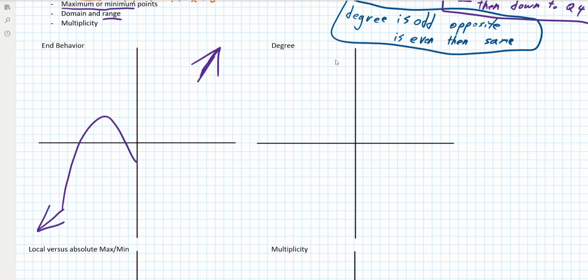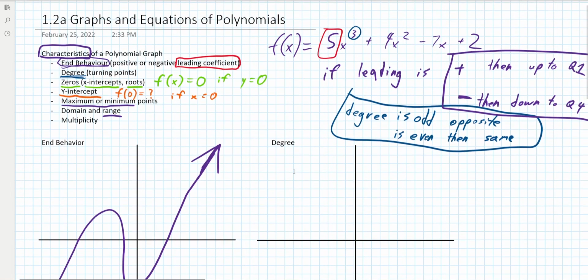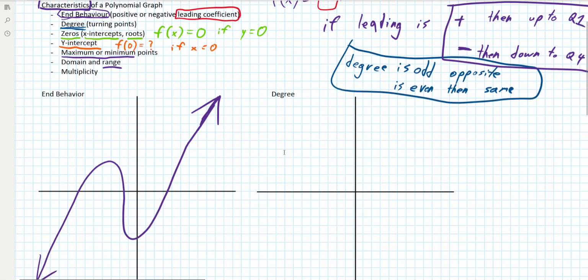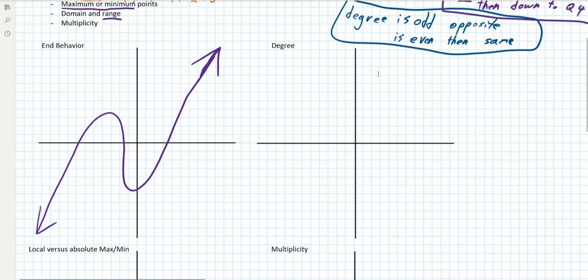We don't know what stuff is going to happen here. Maybe something like that, maybe not. But it is going to be in opposite directions. Okay, what about the degree of a certain graph? Well, let's try to draw one.